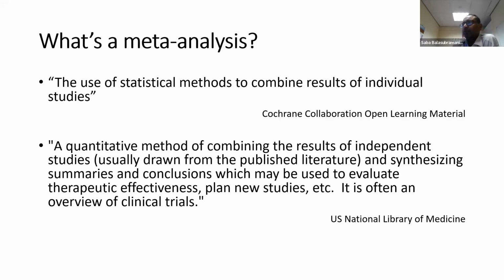Okay, so a bit more about meta-analysis. Like I said before, if you're using a statistical method to combine the results of individual studies, that's a meta-analysis. There are a couple of definitions on the screen. The second, more detailed definition is in the lower half of the screen. Essentially, a meta-analysis is a quantitative method of combining the results of individual studies, synthesizing the summaries and conclusions, and you can use this to evaluate how effective a particular treatment is. And if the evidence is not strong or is equivocal, then you plan new studies.